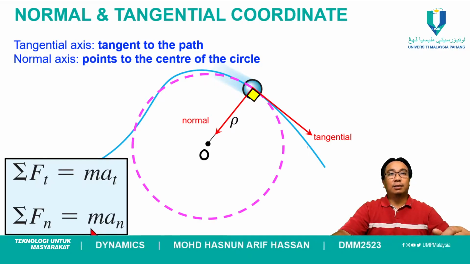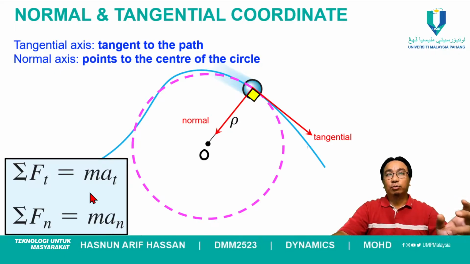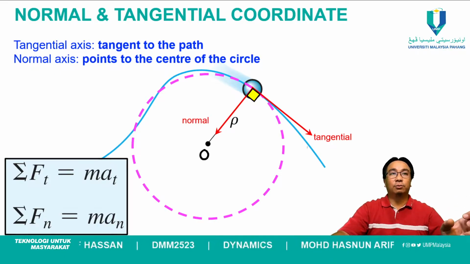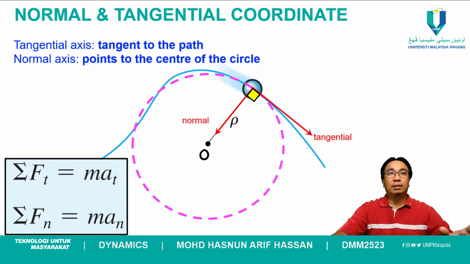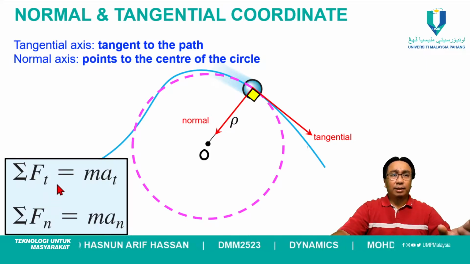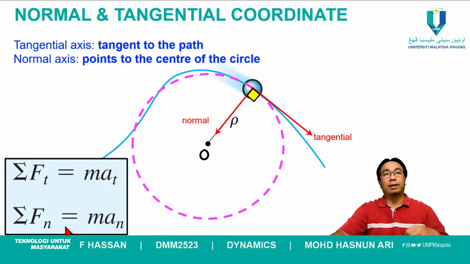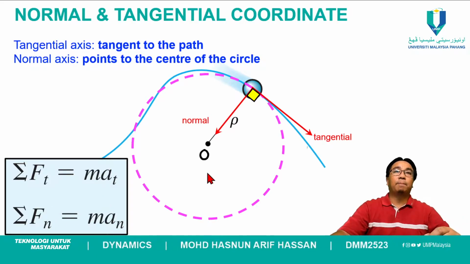So basically these are all the same. It is still using Newton's second law of motion, which is F equals ma. The thing that is changing is only the axis. The axis previously we used x and y. Now we use tangential and normal axis.